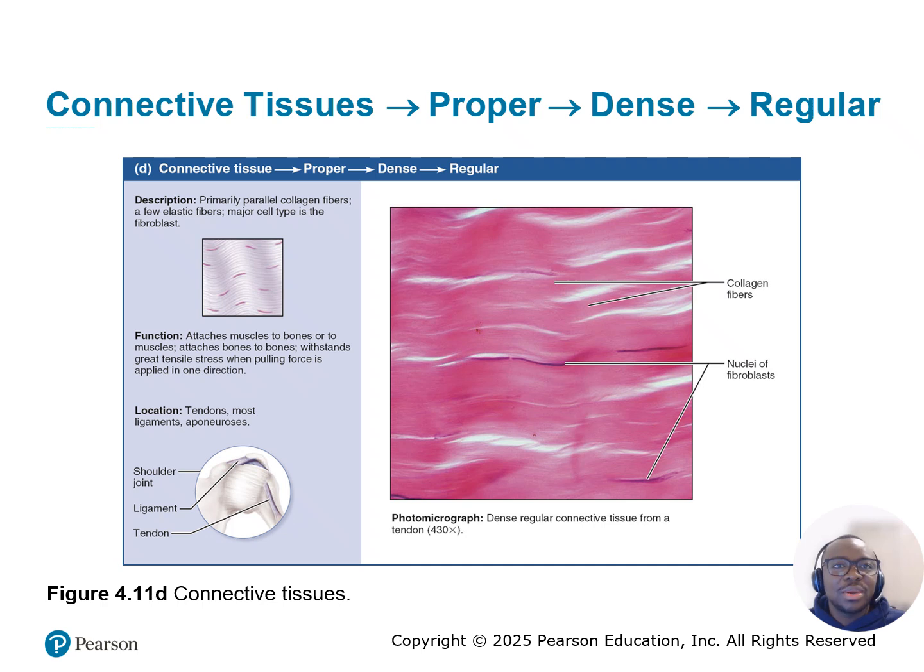Next is dense regular connective tissue. It is primarily composed of closely packed bundles of parallel collagen fibers with a few elastic fibers. The major cell type is fibroblast. Dense regular connective tissue attaches muscles to bones or to muscles. It also attaches bones to bones at joints. It can withstand great tensile strength when pulling forces are applied in one direction. Dense regular connective tissue is found in tendons and ligaments.